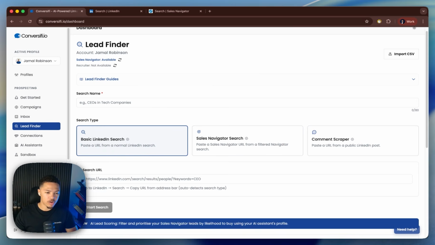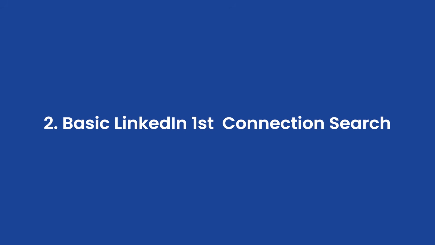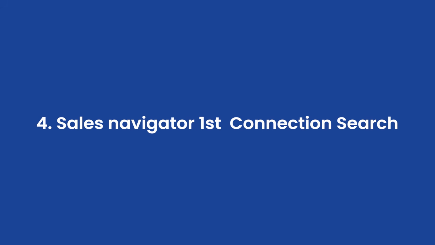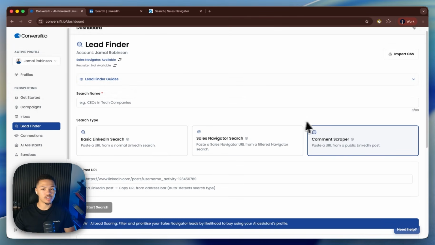In this video, I'm going to be showing you exactly how to find leads and import them to Conversifi so that you can reach out to those leads. In Conversifi, there are 6 types of lead imports that we can do. We have a basic LinkedIn search, a basic LinkedIn first connections search, a Sales Navigator search, a Sales Navigator first connections search, also a comment scraper, and an import CSV. I'm going to be going through each of these 6 methods, showing you how you can get leads in different ways into Conversifi so that you can reach out to those leads.